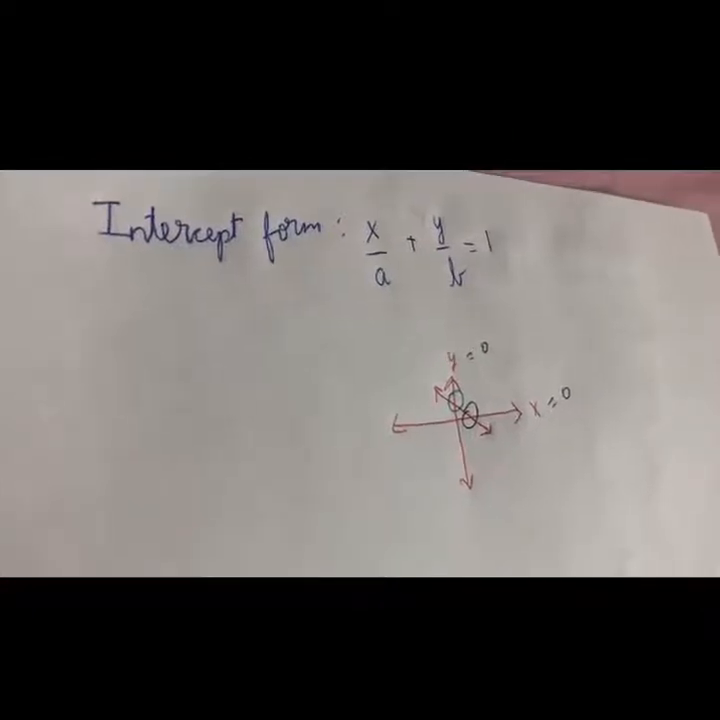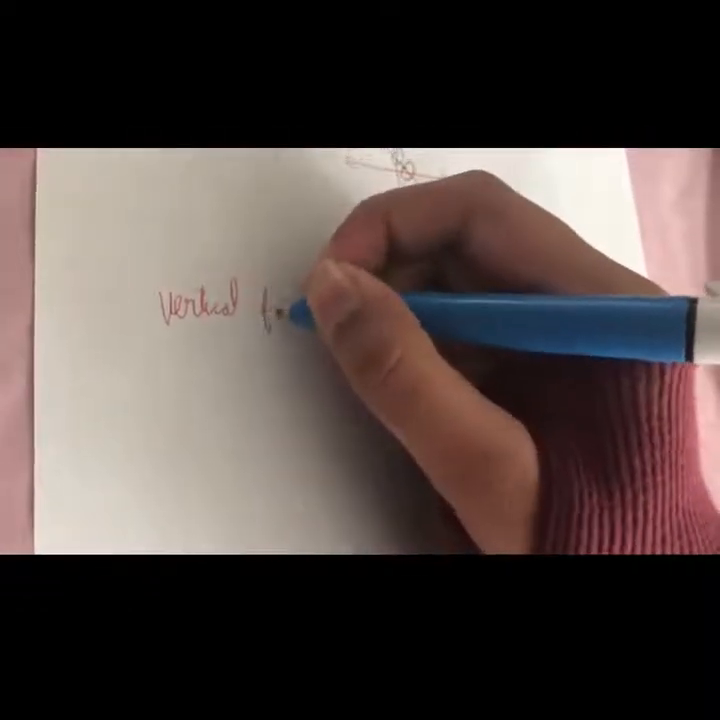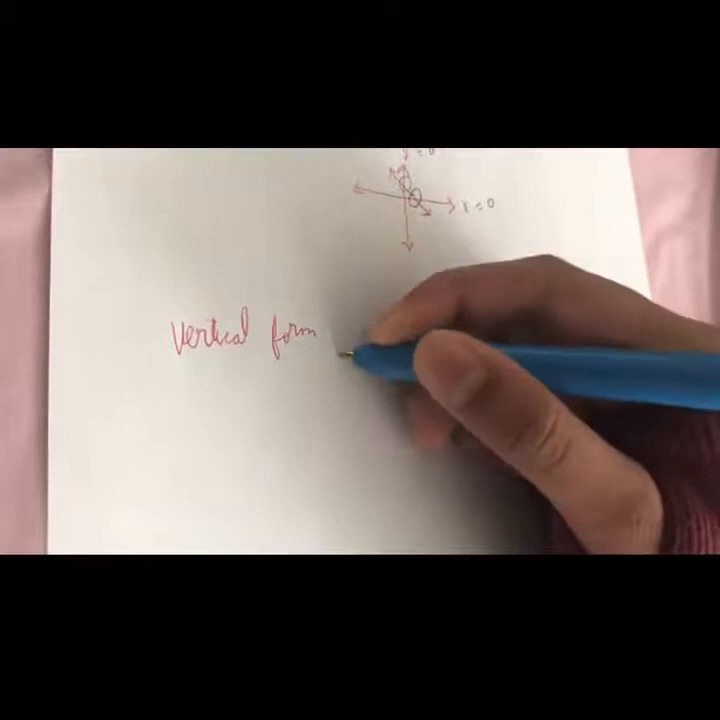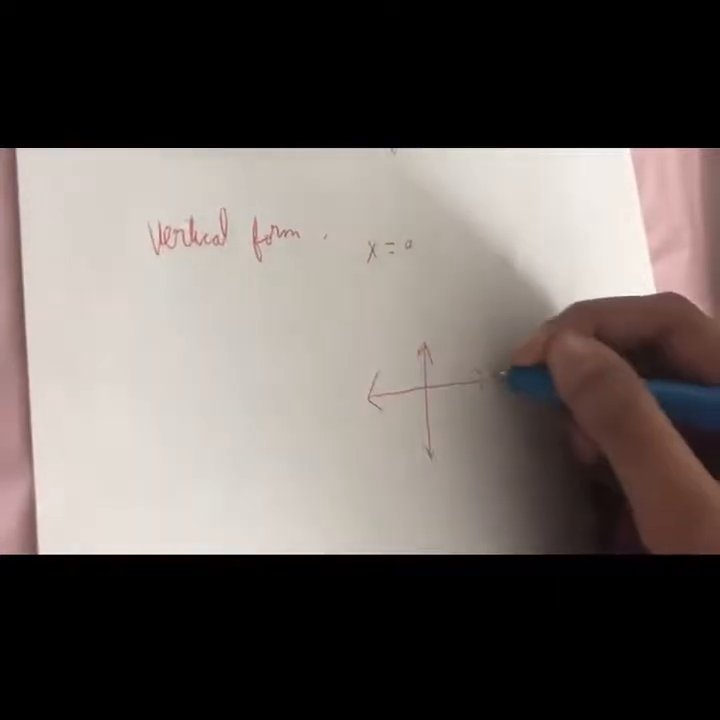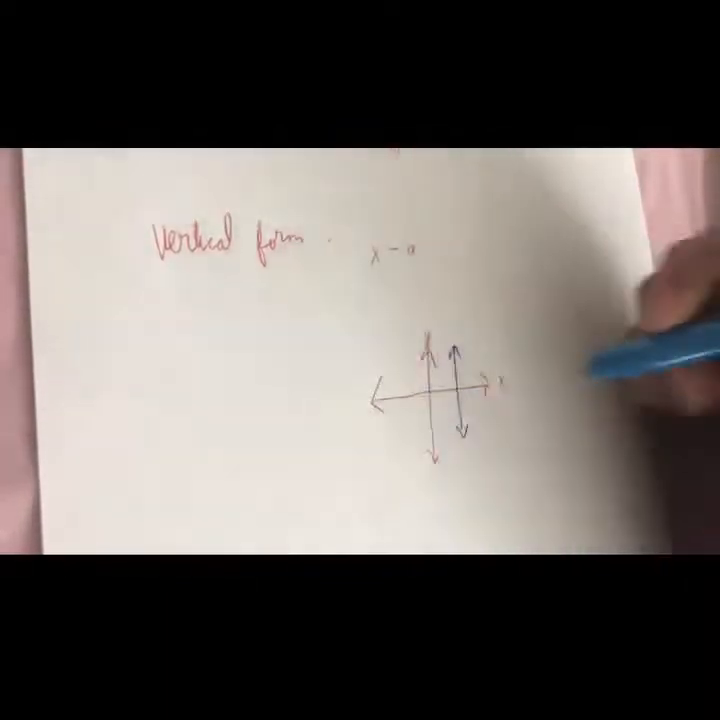And the fifth form of linear equations is vertical form. In vertical form, the formula is x equals a. a could be any number, and the vertical form is a vertical line with an x-intercept. So that means the vertical line would be like this. This is my graph, and the vertical line would be this, or it could be any other line you choose on the x-axis.